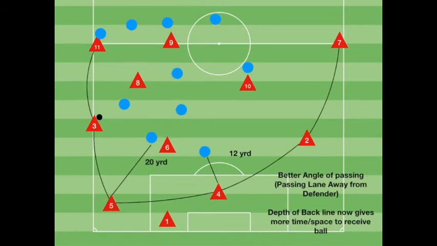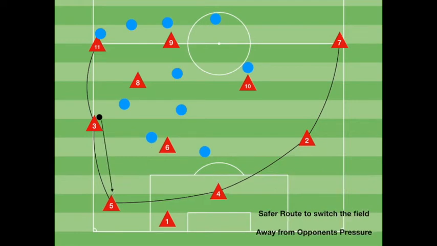Now, if we provide a better angle immediately after the pass is done, you provide enough depth. Now we have 20 yards away from the defender, or 12 yards away from the defender. There's a better angle of passing. It's away from the defender, and the depth of the back line now gives more time and space to receive the ball.